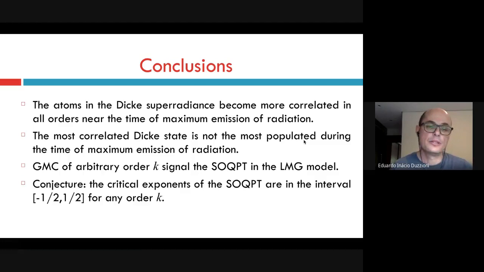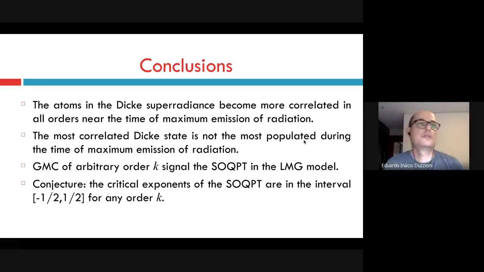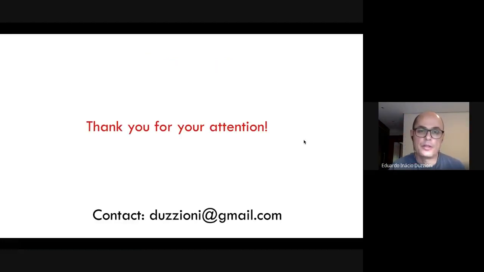And finally, as I mentioned, we conjecture that the critical exponent of the second order quantum phase transition in the Lipkin-Meshkov-Glick model is in the interval minus 1/2 to plus 1/2. We are continuing the research in this line, studying the connection between the genuine multipartite correlations and time crystals. We are trying to understand if the genuine multipartite correlations are able to describe the different phases of time crystal systems. Thank you.